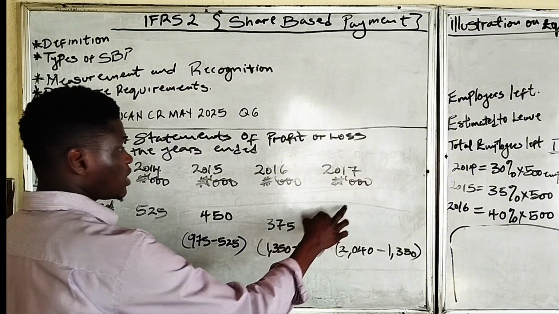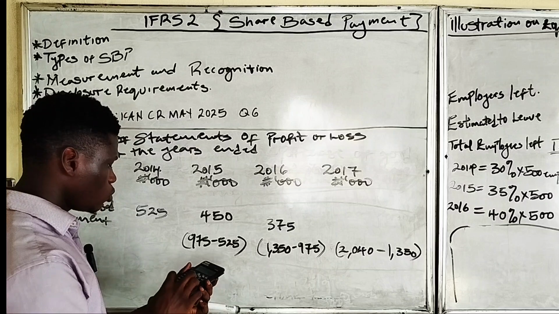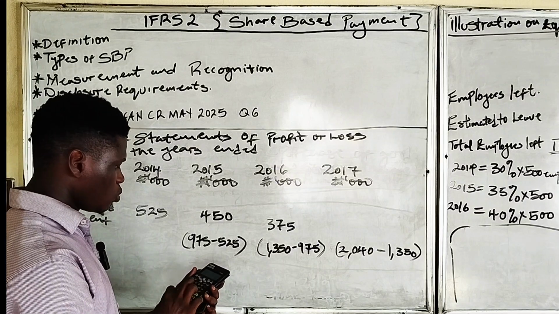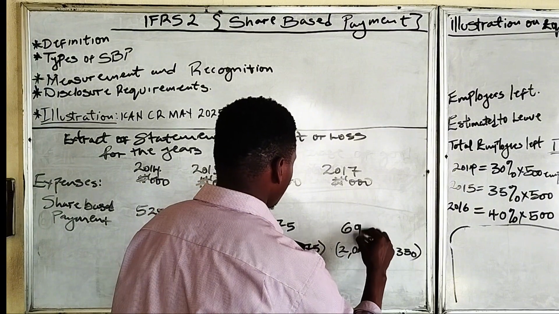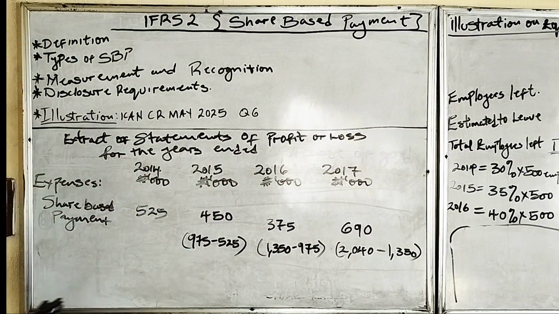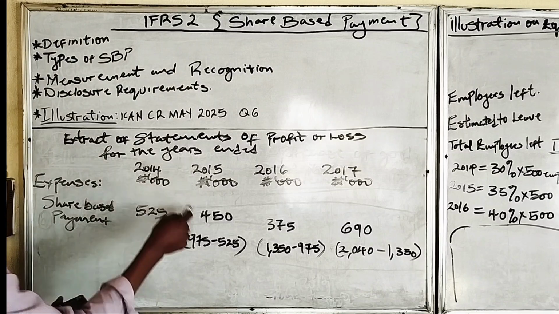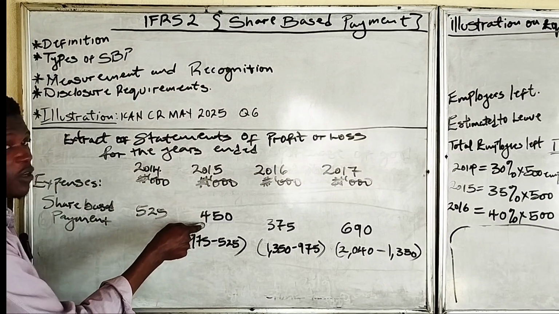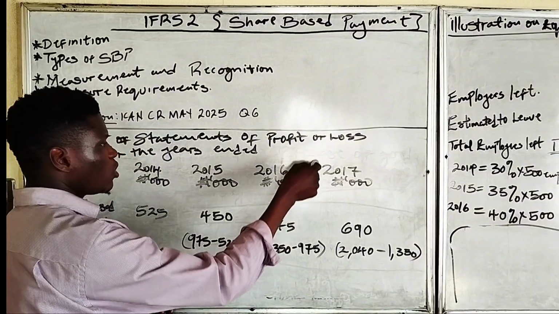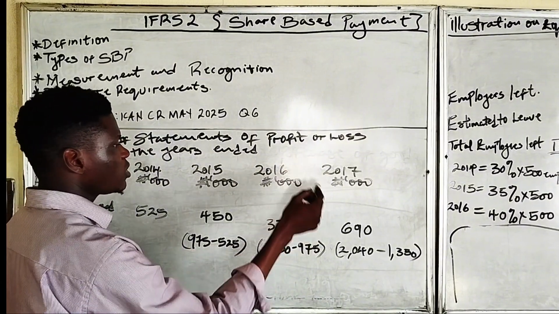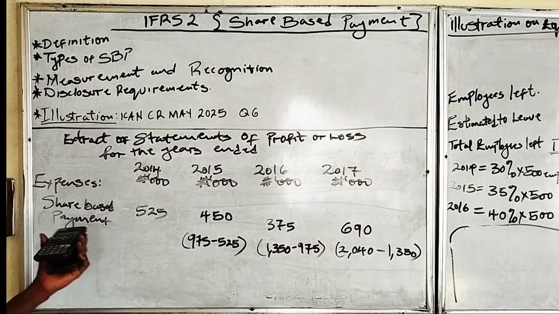That's how we get the share-based payment expense for 2017: 2,040 minus 1,350, so what they are paying is 690. So what the company is paying as share-based payment in 2014 is 525,000. In 2015 it is 450,000. In 2016 it is 325,000. And in 2017 it is 680,000, based on their vesting conditions.